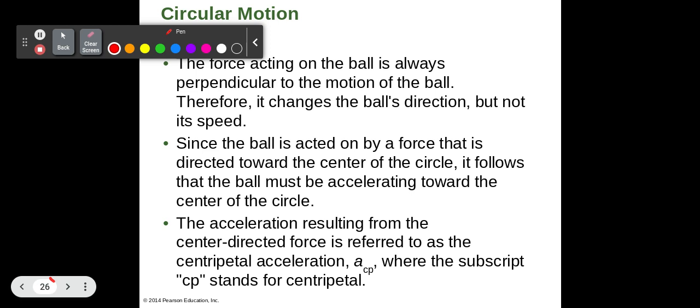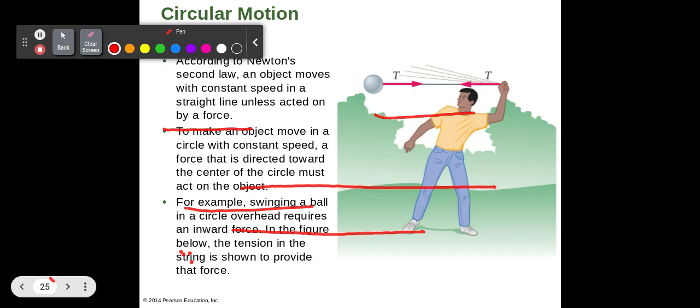So we change the direction of the ball because of the string, but it doesn't change the speed of the ball. Since the ball is acted on by a force directed toward the center of the circle, the ball is accelerating towards the center of that circle. The acceleration that results from this center-directed force is referred to as centripetal acceleration.